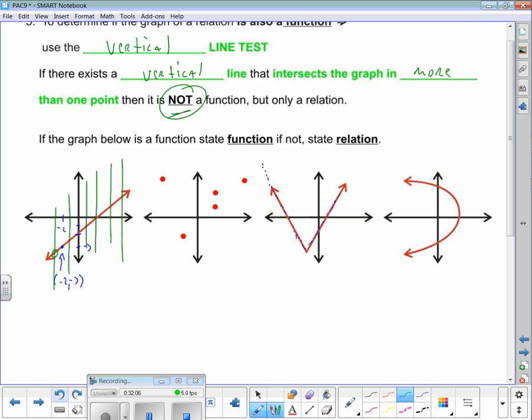No matter what vertical line I choose, I can't hit more than one point of the red line. You know what that means? It means every guy is only dating one girl. That's exactly what that means. And therefore, this is a function. It passed the vertical line test.